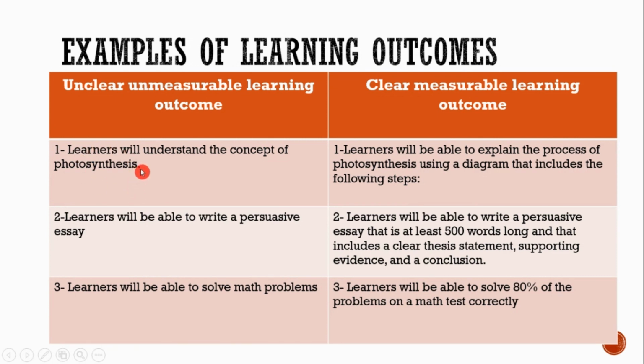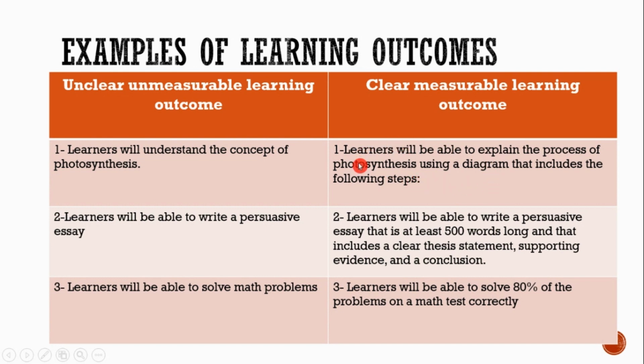The aspects of what a learner needs to do, is it able to be measured? Can you measure understanding? So if you paraphrase that into a clear, measurable learning outcome, it could go: learners will be able to explain the process of photosynthesis using a diagram that includes the following steps. So you can include all the steps.